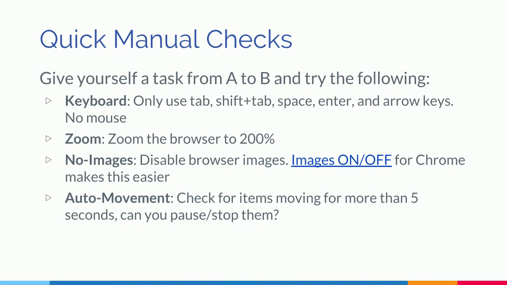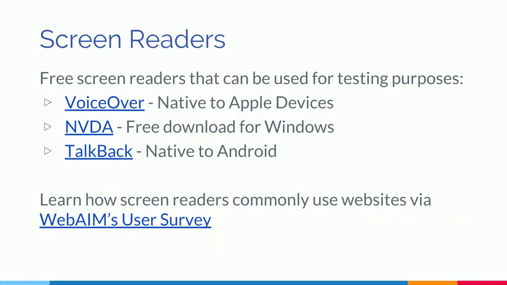And then there's the auto movement test. Is there anything on your page that is moving for more than 5 seconds? If it is, can you pause it or turn it off? This is why banners don't pass accessibility. I really hate banners, I'm sorry people. But you have to make sure that if anything is moving or shifting or playing music, it has to be able to be paused or stopped if it's moving for 5 seconds. Moving infinitely does count as 5 seconds.